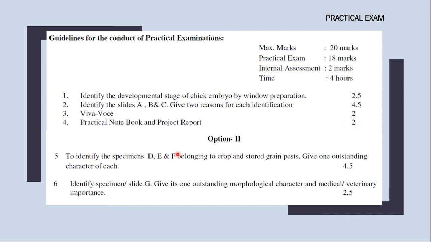And from the option 2 paper, you will have to identify the 3 specimens, one each for the pest of crop, pest of stored grain, and you have to write their one outstanding character. So you have to identify 3 pests of crop and stored grains and you have to write one outstanding character for each of them. Then you also have to identify the specimen of slide G, where it will be of one outstanding morphological character and medical or veterinary importance. So you have to either identify a specimen or identify a slide. This slide could be a mouth part or an antenna or a type of leg. And here you have to identify the specimen of medical or veterinary importance. So you have to identify it and write one outstanding character.